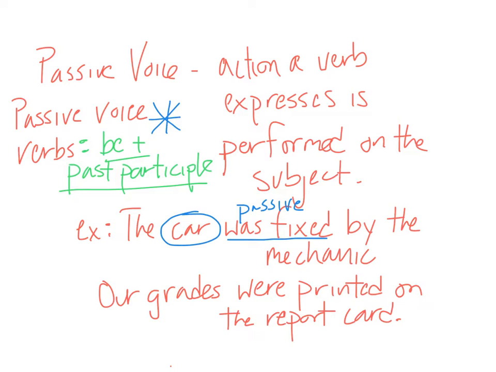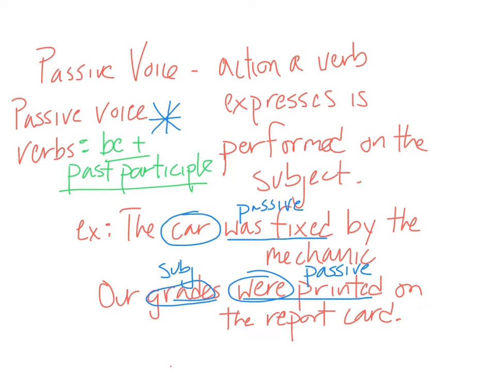And then if you try the second one, our grades were printed on the report card. Verb is were printed. Again, form of be, and then the past participle. And who or what were printed? Grades. Grades is going to be the subject. Okay? So again, this is going to be form of be, past participle. This is going to be passive voice. All right? So that's the only difference here.